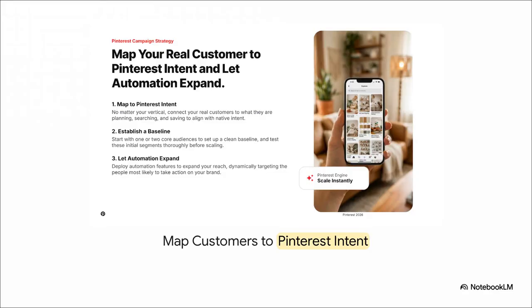And when you actually deploy that automation in step 3 to expand your reach, it's pretty amazing how it dynamically targets the folks who are most likely to take action on your brand. It seamlessly blends your ads right into their native feed of ideas. It scales instantly, matching your beautifully relevant creative with someone who is actively hunting for exactly what you sell.